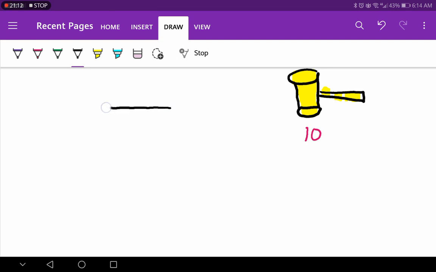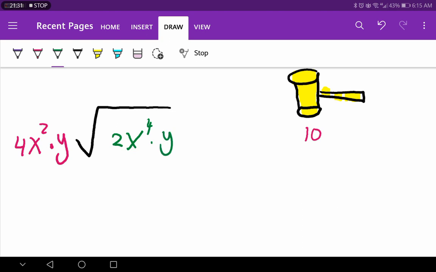If I have one like this one, 4x squared multiply y, and the radicand is 2x with power 4 multiply by y with power 6. Now we go to the number, to the radicand here directly, and we know it is a prime, so I don't do anything with it. I cannot use my hammer here.